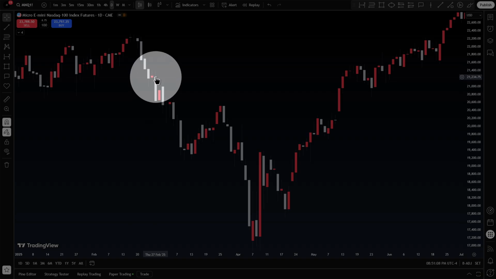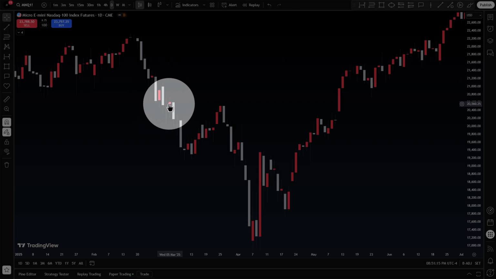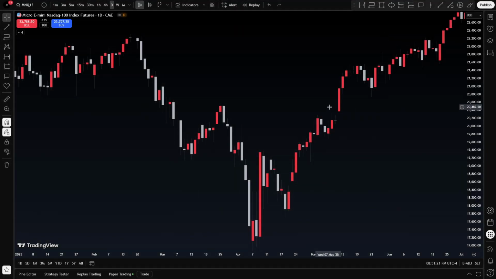And then right after that, we have a large range day. And then you have a small body candle, larger range day. Two smaller body candles, guess what? Large range day. Small body candle, large range day. You get it. It's very, very simple.